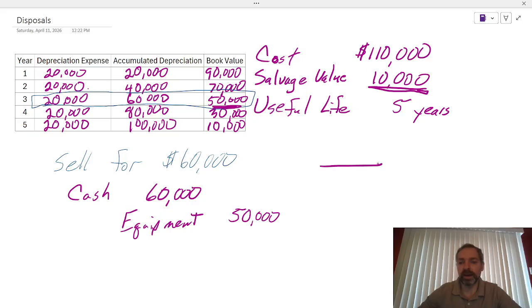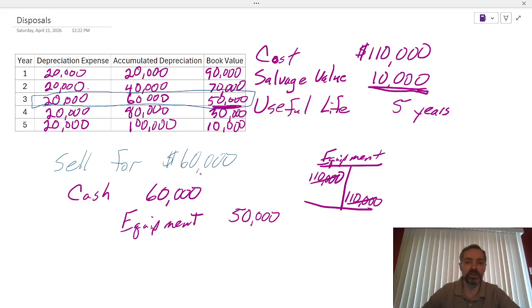The problem with that is that the equipment account actually hasn't been touched since we first got it. We still have $110,000 sitting in the equipment account. So to successfully get rid of it, because we don't have it anymore, we have to credit the equipment $110,000 to offset the initial cost. So we need to credit the equipment $110,000.